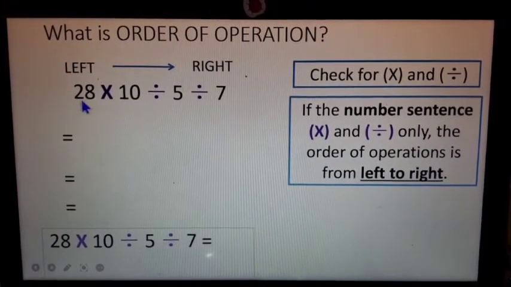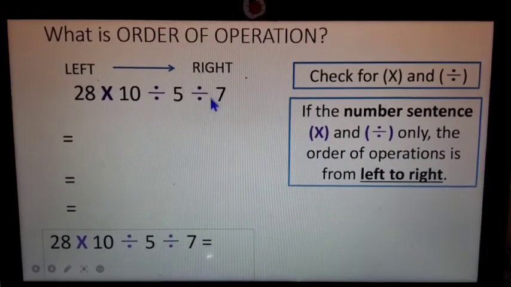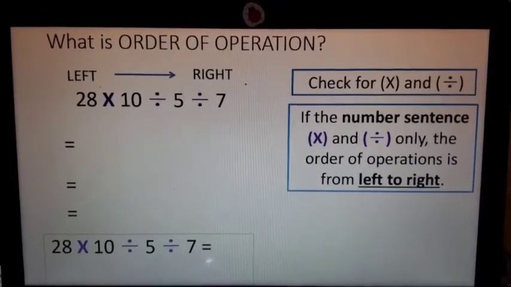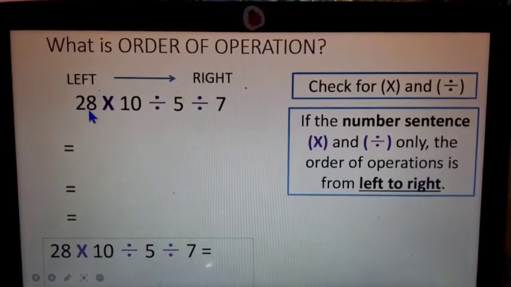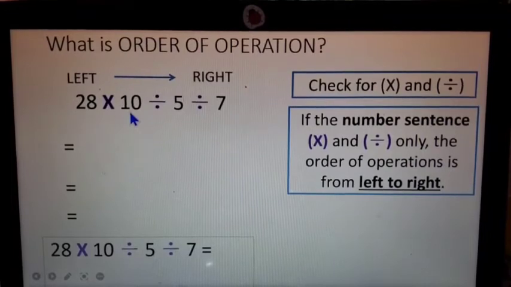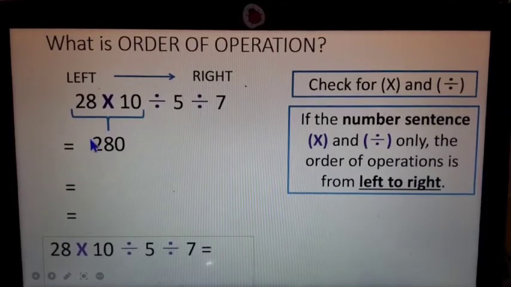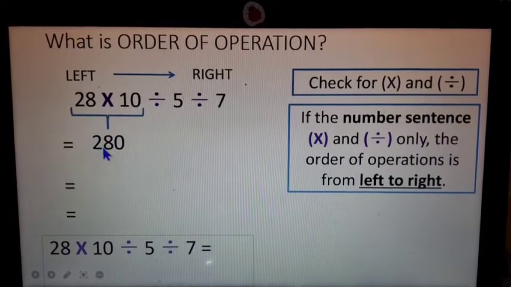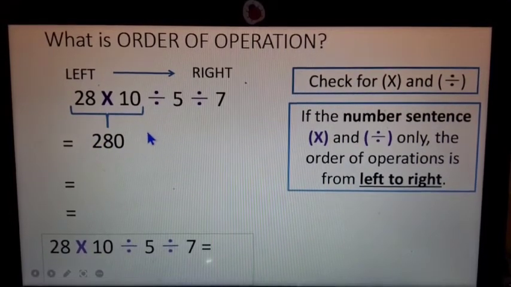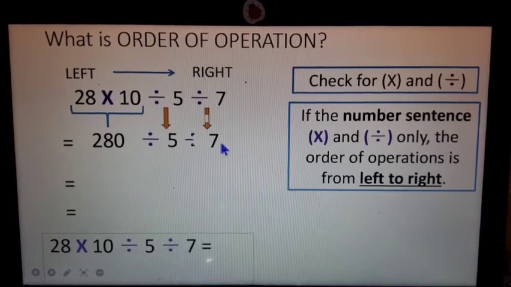Okay. So, you start from 28. Now, can we start 28 divided by 5? Or can we do 28 divided by 7? Can we jump? No, you cannot jump, isn't it? So, that means you should start from the left. Alright? So, 28 times 10 is 280. This one you can find using your working, alright? And then I bring down divide by 5 and then I bring down divide by 7.